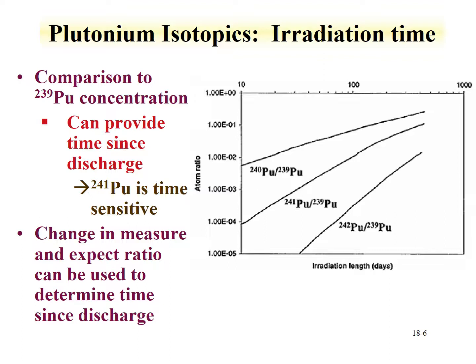Plutonium-241 is time sensitive, since it has a relatively short half-life. It can also provide information about the time since discharge. So this could be a key measurement. As you can see, it's very sensitive to the length of irradiation, plus it'll provide information based upon the decay of plutonium-241 to americium-241. You can use that as a dating type signature for how long the material's been outside of the reactor.